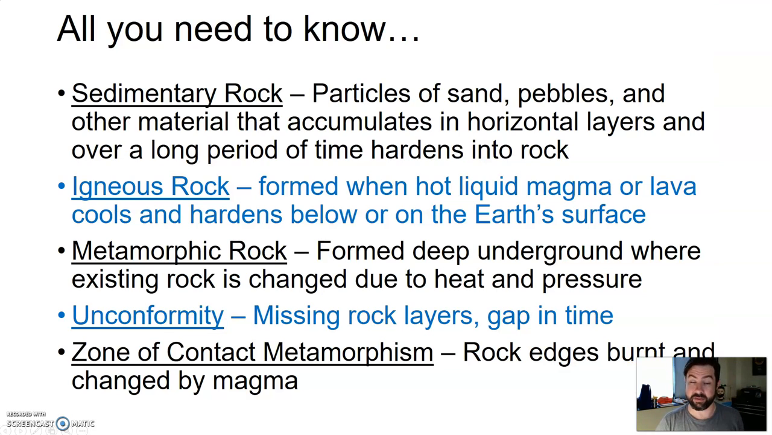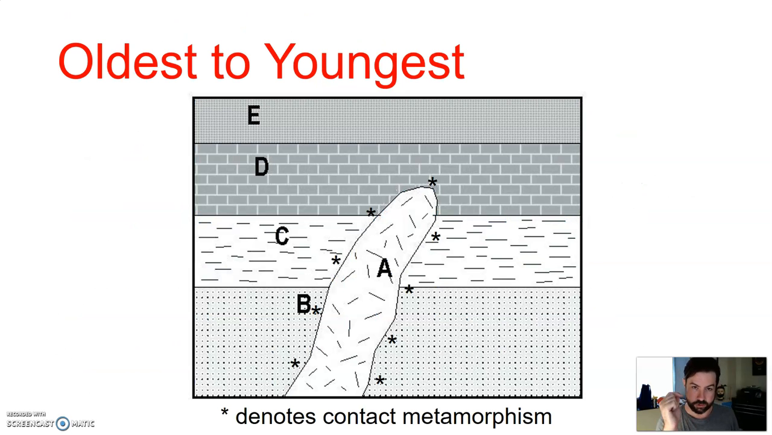So knowing those 5 things, how sedimentary, igneous, and metamorphic rocks form, knowing that weird things happen, those are unconformities, and knowing also about this zone of contact metamorphism, knowing those 5 things, you can kind of piece together geologically the relative ages of things. So let's talk about this. From oldest to youngest, go.